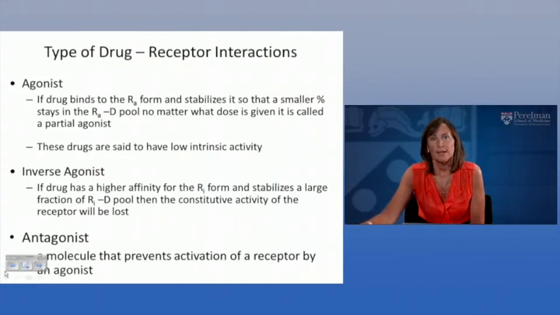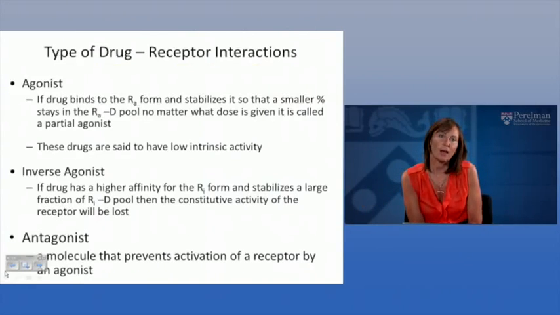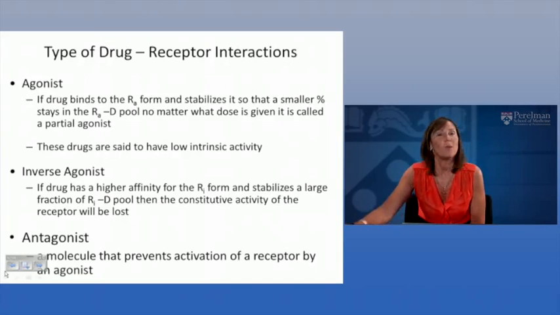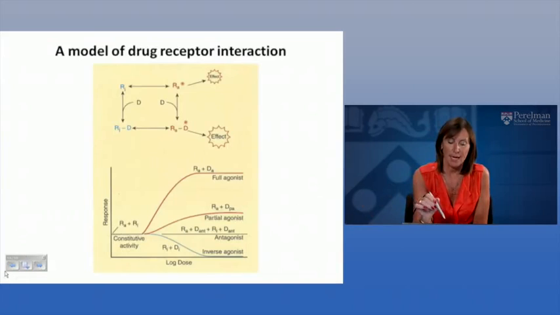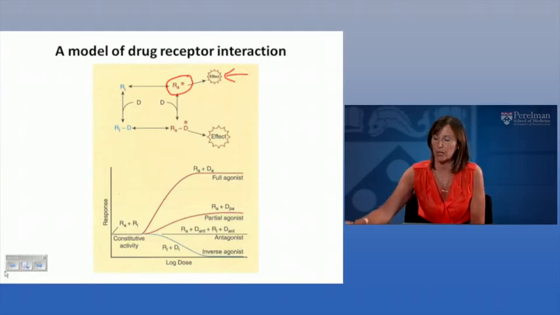Now, what about if you have a drug that binds to the activated form and stabilizes it so that a smaller percentage of the activated receptor pool is unaltered no matter what dose of the drug is given? It's called a partial agonist. And the reason for this is that not all of the receptors are maintained in the bound form in an activated state. So if we go back to our picture, here we see a drug in its activated form, partially bound, giving a smaller effect.